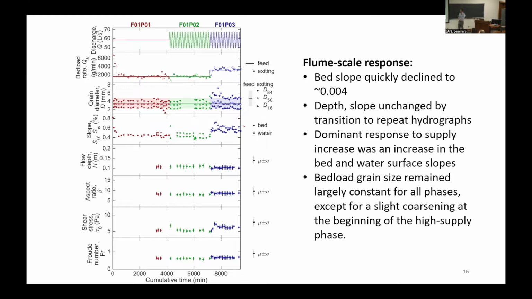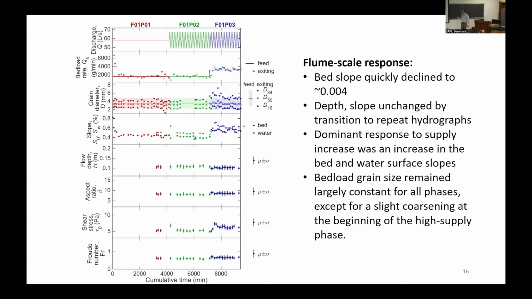Okay, so the main response here, you can see a lot of these, there's just not a lot of change, especially if we're focused on either from phase 1 to phase 2 or phase 2 to phase 3. If we go from phase 1 to phase 2, where we have repeat hydrographs, the depth and the slope were largely unchanged by that.